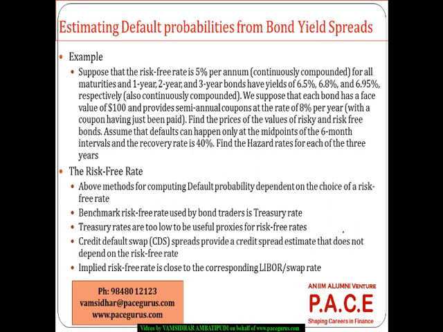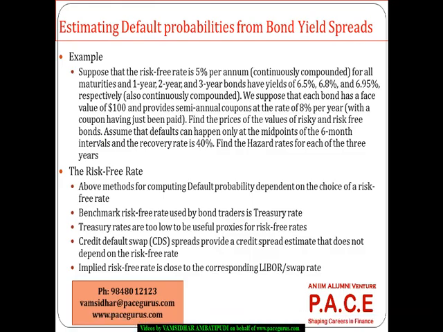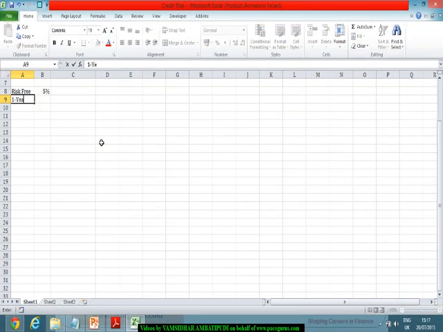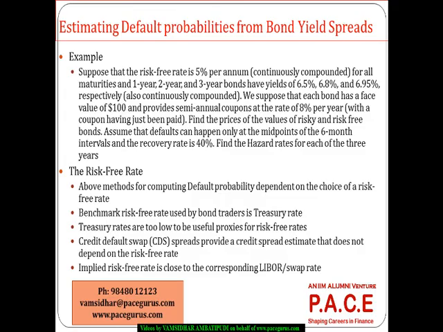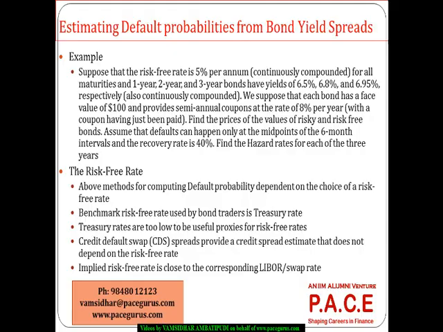Let's look at one numerical example which can give us that kind of comfort level. Suppose the risk-free rate is 5% per annum, continuously compounded for all maturities. The 1 year, 2 year, and 3 year bonds have yields. The 1 year yield is 6.5%. The 2 year bond yield is 6.8%. The 3 year bond yield is 6.95%. So these are the yields of these three.